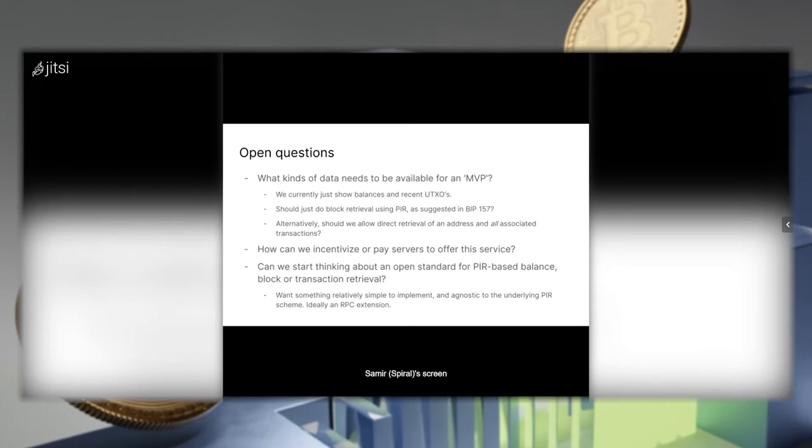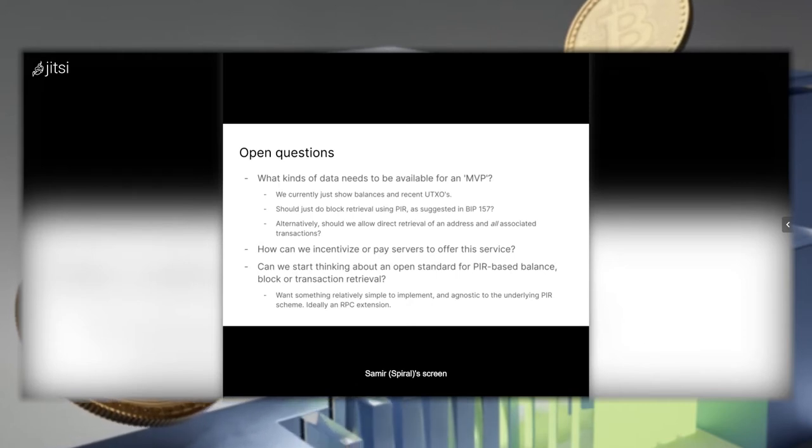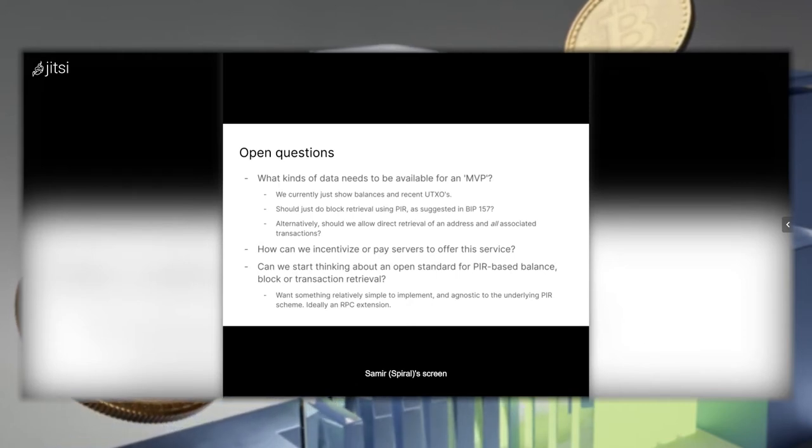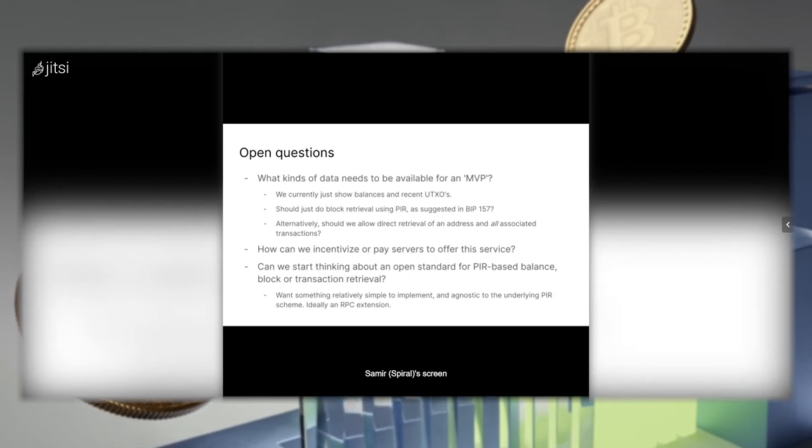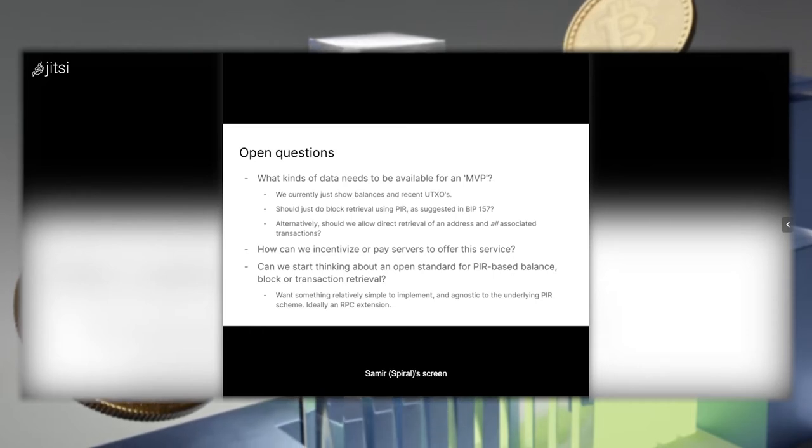I think it's really useful to hear that a very typical use case is hundreds of addresses, because that says a lot about how we need to build this to make it usable. So batching is possible, but it's in the works.